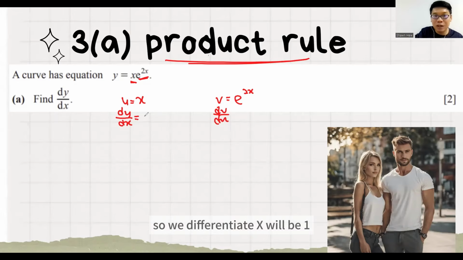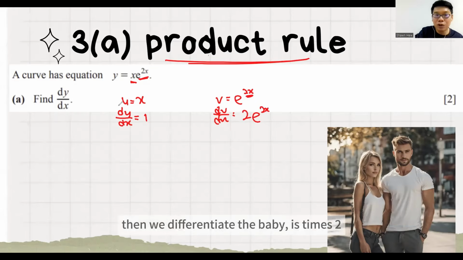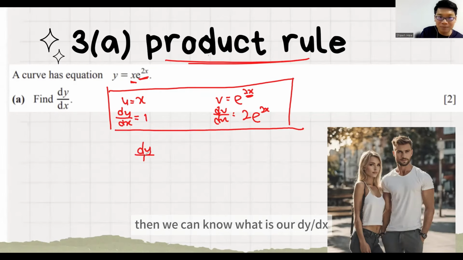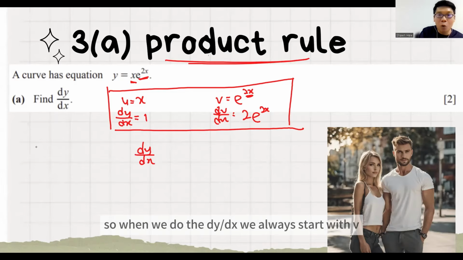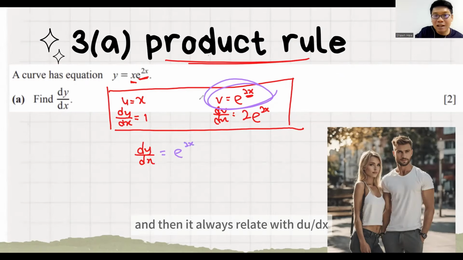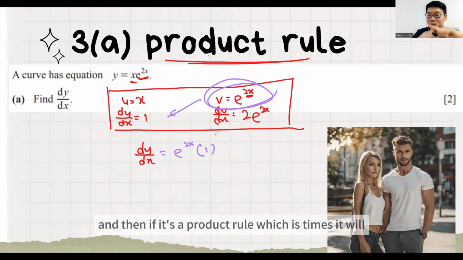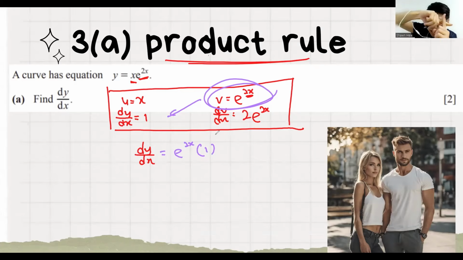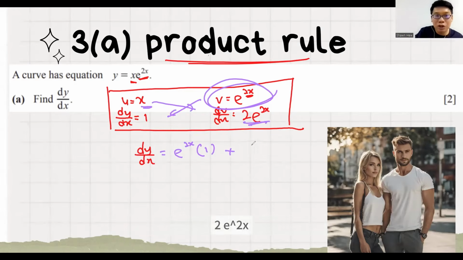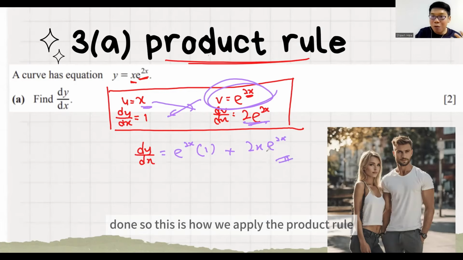So we differentiate x, which will be 1. We differentiate e^(2x). We copy e^(2x) first. Then we differentiate the baby, which is times 2. So after we have this full information, then we can know what our dy/dx is. When we do the dy/dx, we always start with v. Okay, so v we copy here. And then it always relates with du/dx. And then if it's a product rule, which is times, it will plus together with another relationship, which is x and 2e^(2x). So it becomes 2x e^(2x). Done. So this is how we apply the product rule.